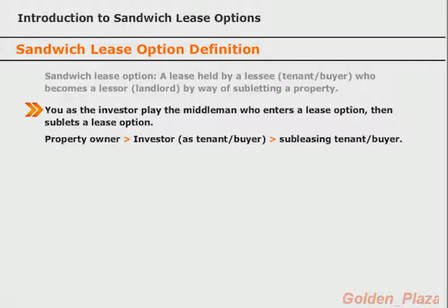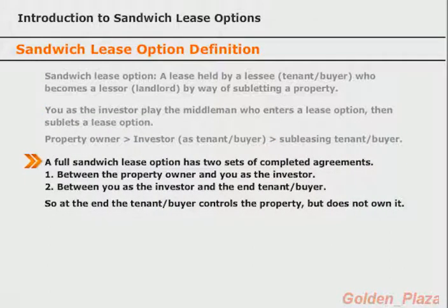Therefore, you as the investor play the middleman who sets everything up and profits from the second lease and eventual sale of the property. Now, when properly done, a sandwich lease option has two sets of completed agreements. One set is between the investor and the property owner that gives control, but not ownership of the property to the investor. And then a second set between the investor and end buyer that also gives control of the property, but not full ownership.